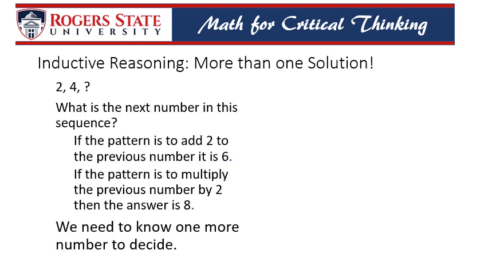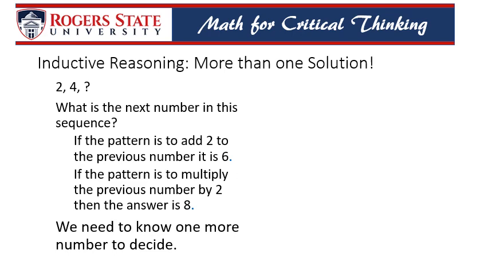2, 4, what's the next number? Well, if you look at this, let's see. 4 minus 2 is 2, so the next number should be 6, right? Because, well, we're just adding 2 every time. Well, wait a minute. 2 to the first power is 2. 2 to the second power is 4. So this is 2 times 1, that's 2 times 2. This is going to be 2 times 3. And, oh, wait a minute, maybe it's 2 to the third power. 2 to the first, 2 to the second, 2 to the third. Well, then it would be 8.